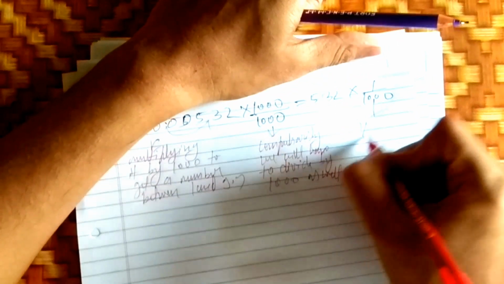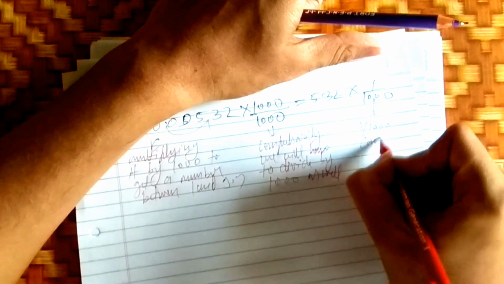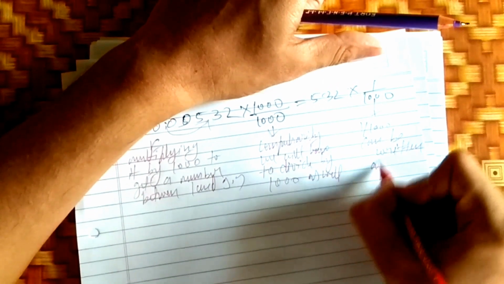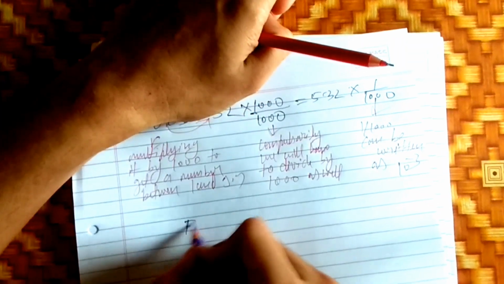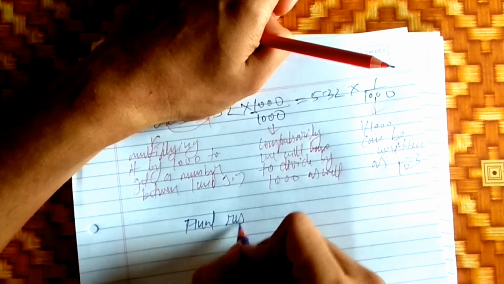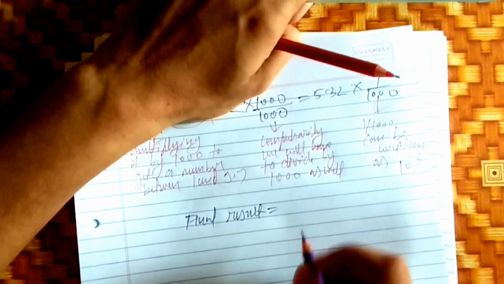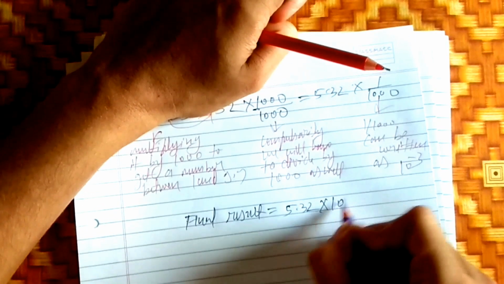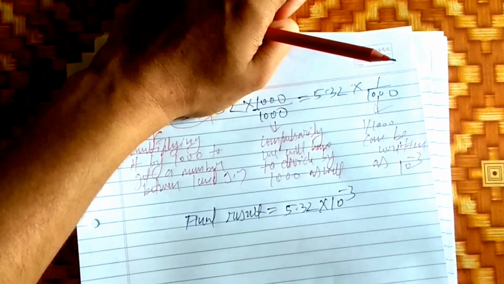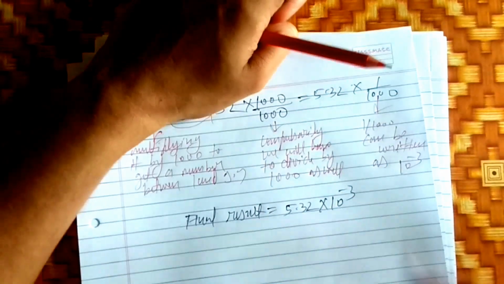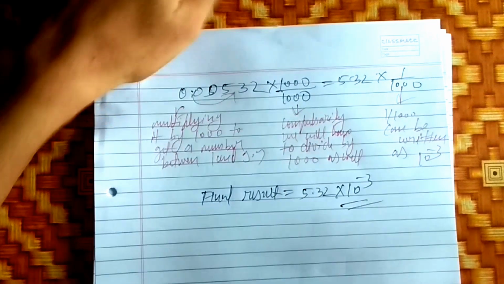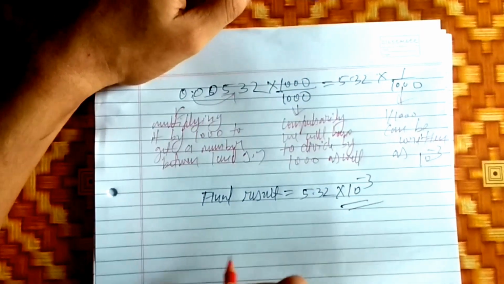And 1 by 1000 can be written as 10 to the power minus 3, right? So the final result will be 5.32 into 10 to the power minus 3. Okay, clear?